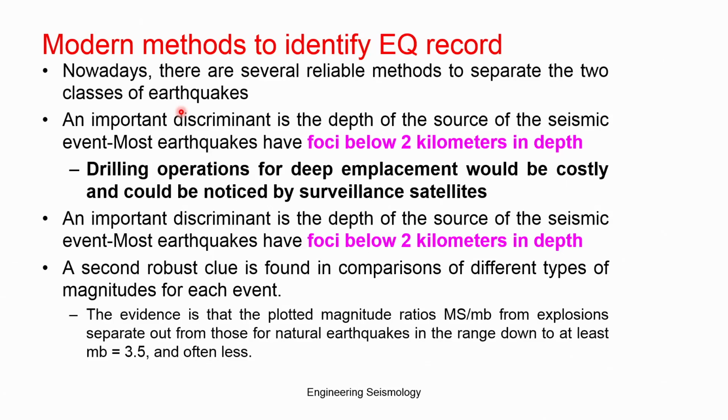seismologists came up with the idea of using the MB and MS magnitude measurement at a lower level. So nowadays there are several reliable methods to separate the two classes of earthquake. An important one is discrimination by depth of the source. You can find out the depth of an earthquake if you have multiple records at a particular location. Any explosion needs a huge amount of drilling below the ground, for example a nuclear explosion.